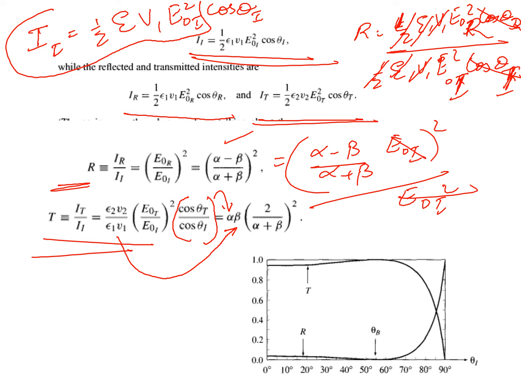Okay, so this is the expression for R and T, and also we know that R plus T is equal to 1. And here you can see the plot. R and T are plotted as a function of angle of incidence, and you can see that the sum of these two quantities is equal to 1.